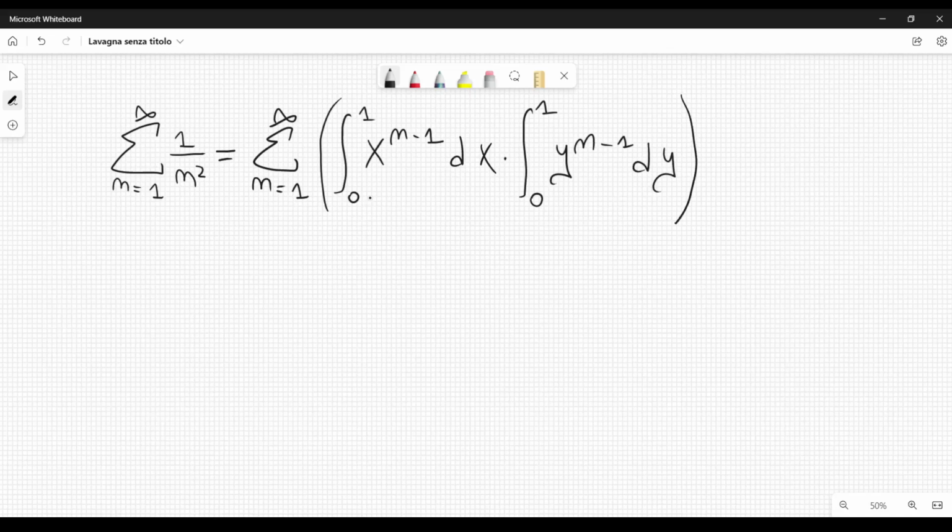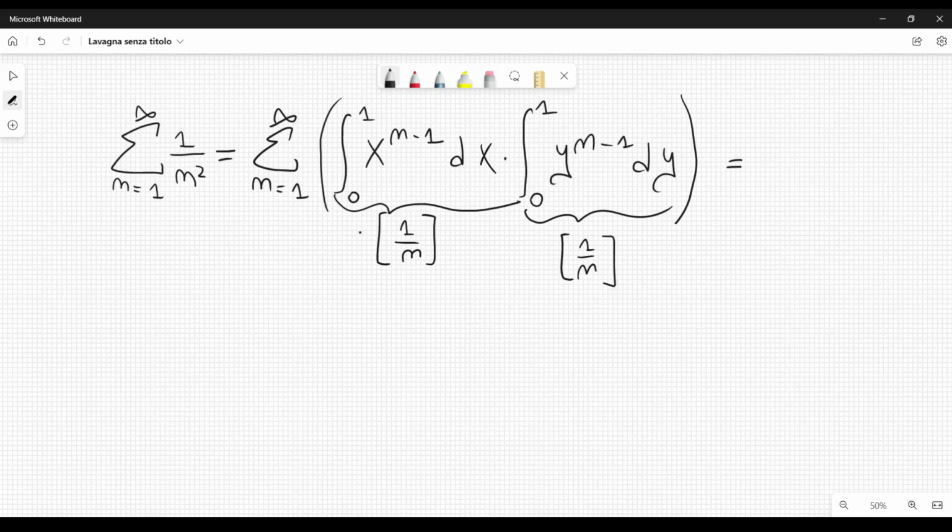Why am I doing this? Well, because if you integrate this function here, you will find 1 over n, and the same for this one. The integral is going to give you 1 over n. And when you multiply these two together, you will get 1 over n squared. And then you have to sum from 1 to infinity.